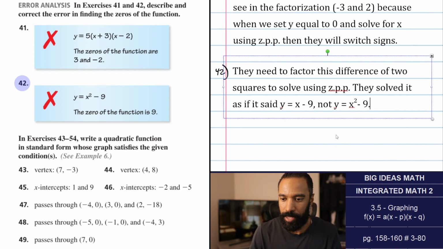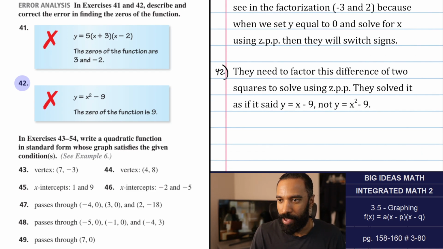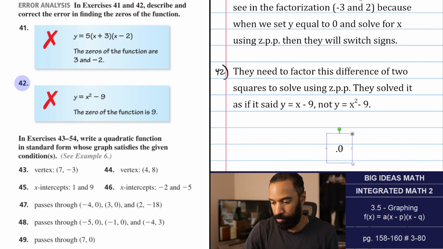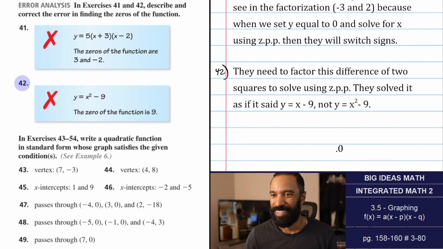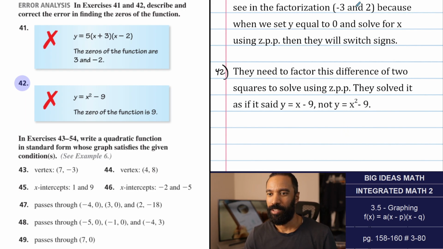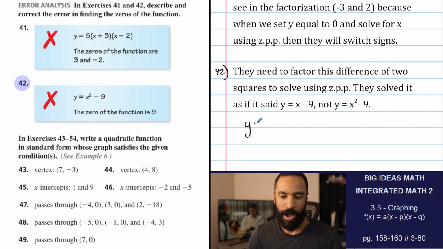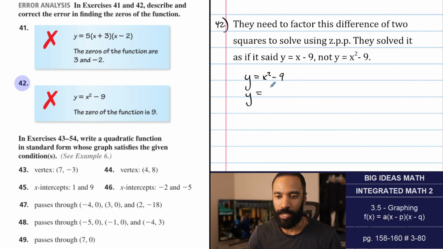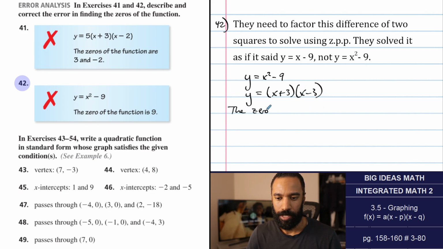That took longer to do that squared than I thought it would. So let's correct it. Let's factor. Trying to be tricky. Difference of two squares, right? I think we even factored this one earlier. Y equals x squared minus 9. Okay, that factors into y equals x plus 3 times x minus 3. Therefore, the zeros of the function are -3 and 3.